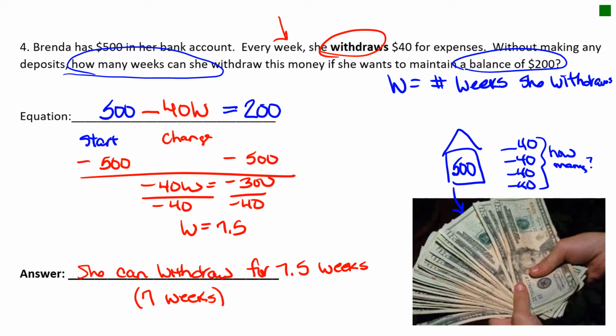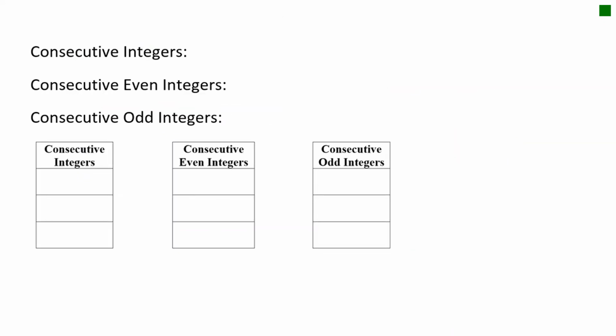Okay. So this is one of those questions I want you to ask your teacher. What is the answer here? The answer is really 7 weeks because she wants to keep a balance of 200. She's only doing it every week. So after the 8th week, she'll have less than 200. Tough question. Okay, consecutive integers.